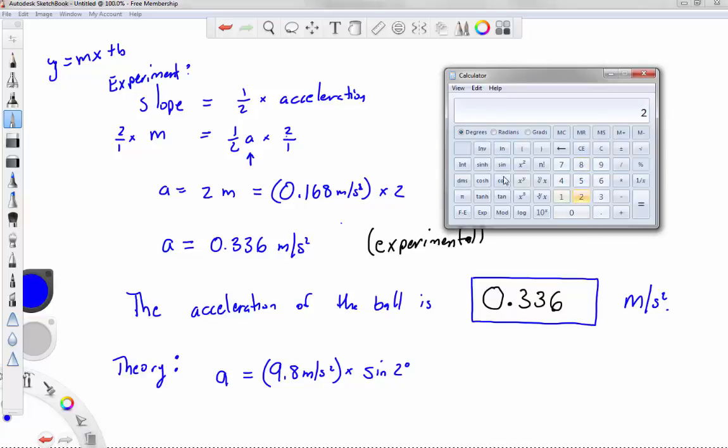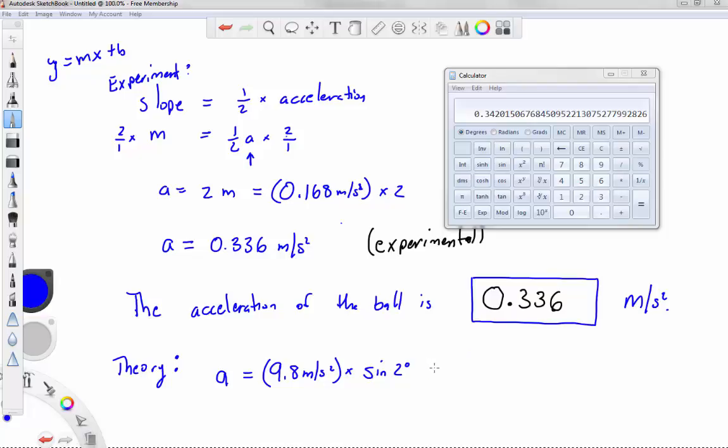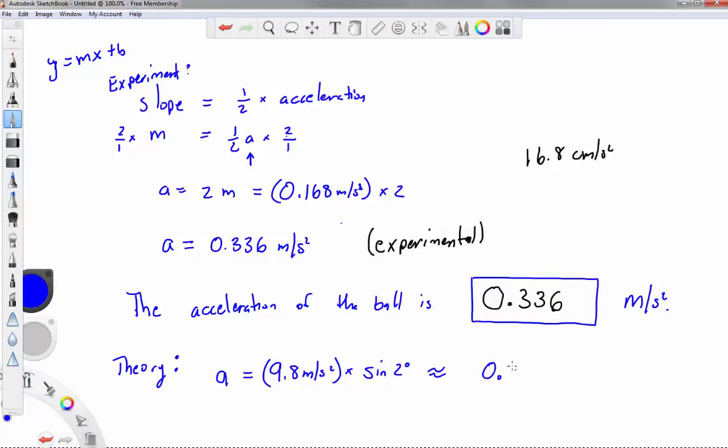Pull up our calculator, put in the sine of 2. On my calculator, I have to enter it this way. So here's the sine of 2, and now I multiply that by 9.8, and it says 0.342. So my theoretical acceleration here should be 0.342 meters per second squared. And again, if you're entering this into the box, go around this number.